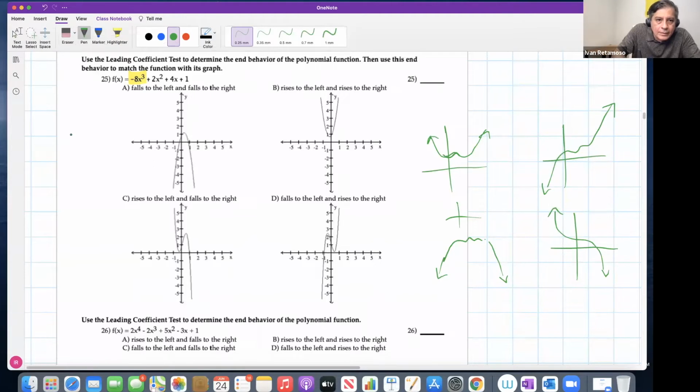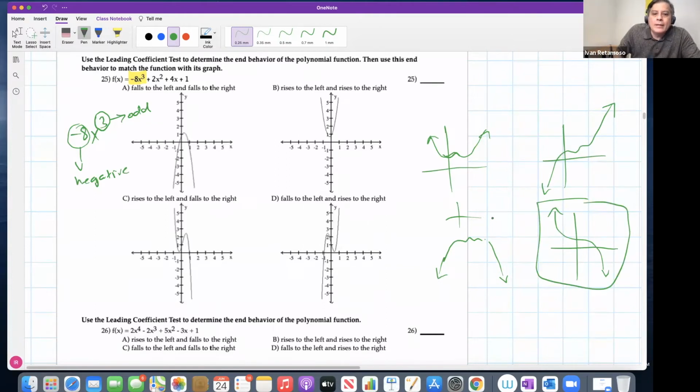Yeah, so all we said was this, right? This was odd, and this was negative. That's why we chose this form, this shape. All right, great.